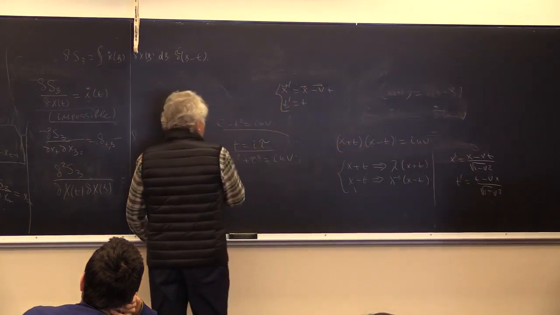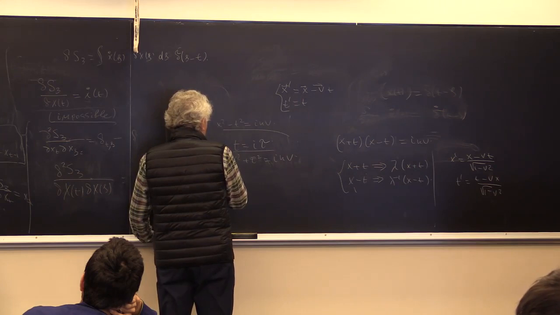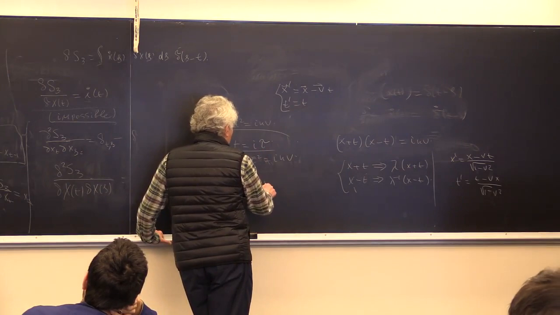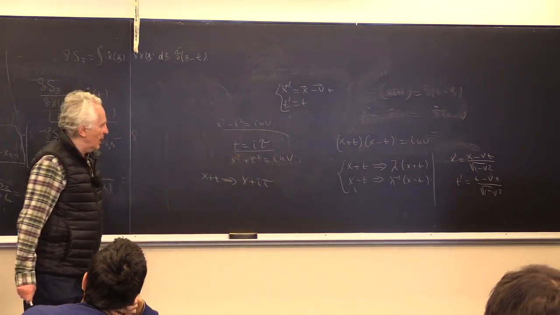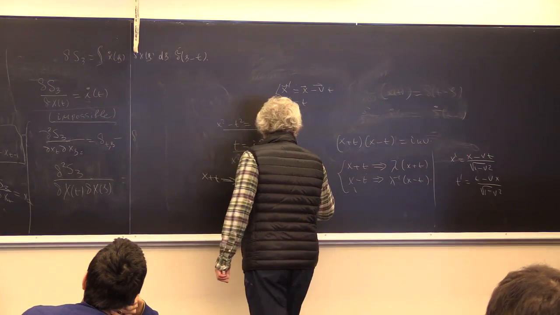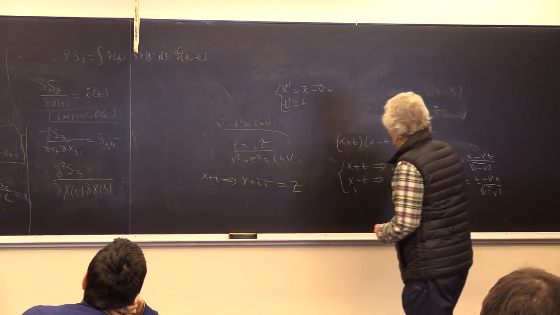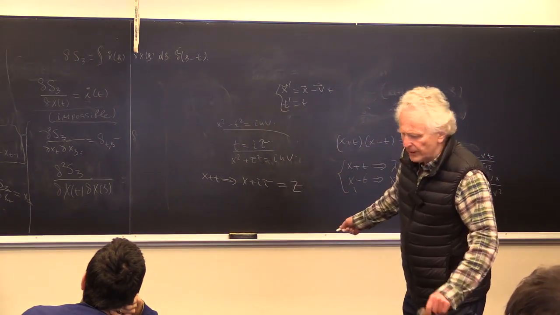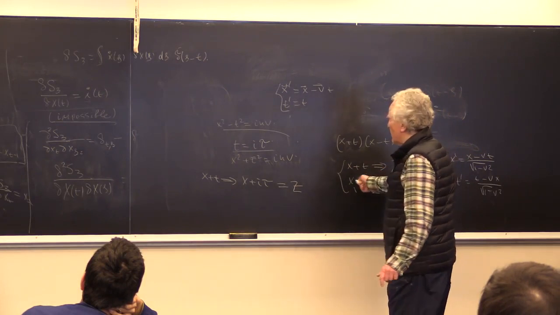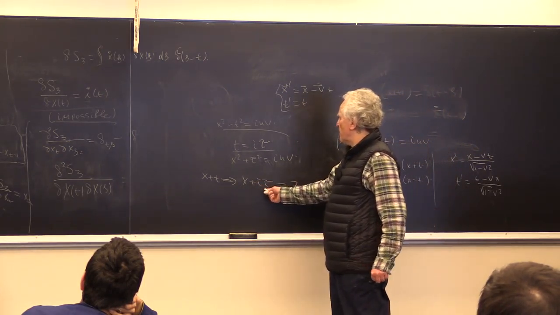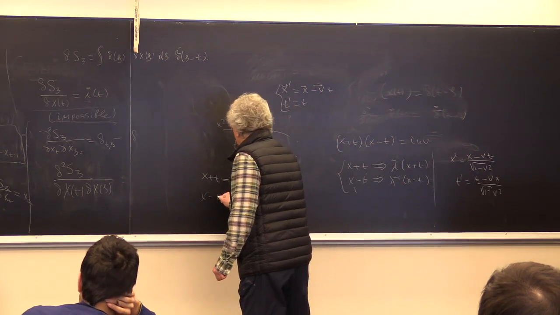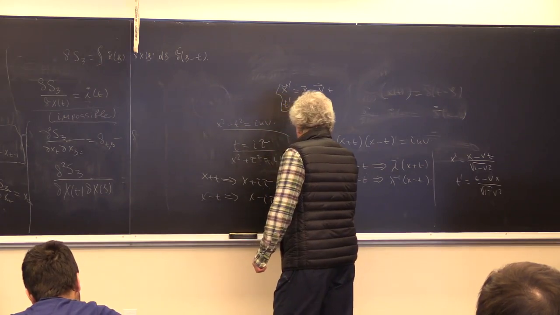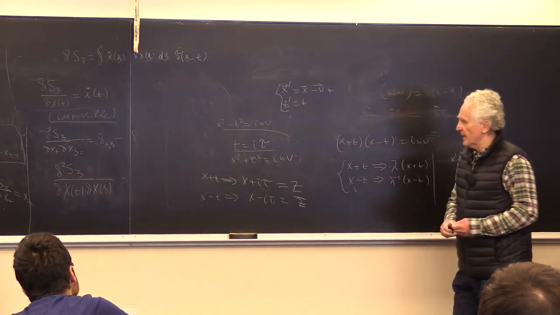Now, what happens? x plus t changes under this to x plus i tau. And this is the complex variable z. These variables, by the way, are very useful, and are often called the light cone variables, x plus t and x minus t. But for imaginary time, it's just z and z bar, the complex conjugate of z.